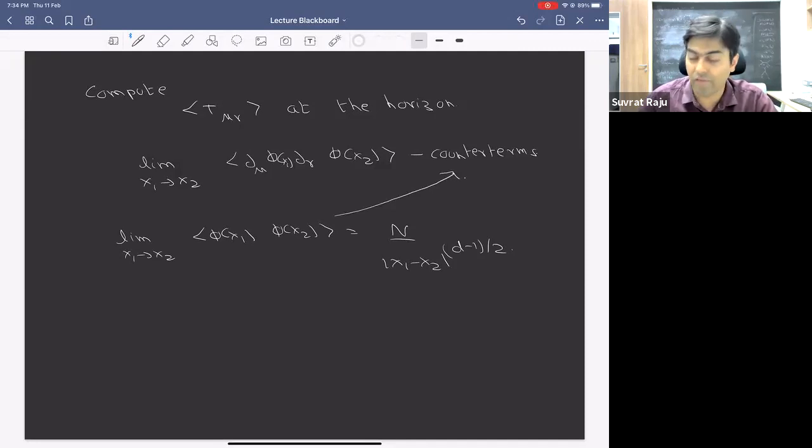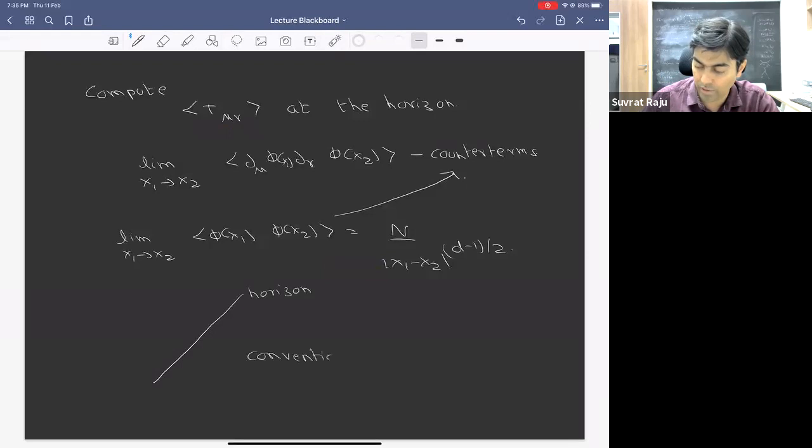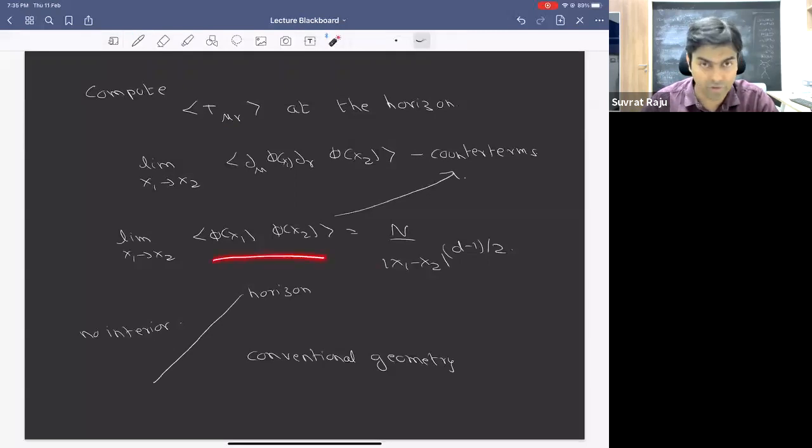If it is the case that phi x1 and phi x2 does not have this short distance behavior, then you see that the expectation of T mu nu is bound to diverge. So if it is the case that at the horizon, so this is the horizon, if you have the conventional geometry outside and you have nothing inside, so there's no interior, then at least just behind the horizon, you don't have the right entangled modes, then you see that you would not have this 2-point function. If you did not have this right 2-point function, then you would find that T mu nu diverges at the horizon.